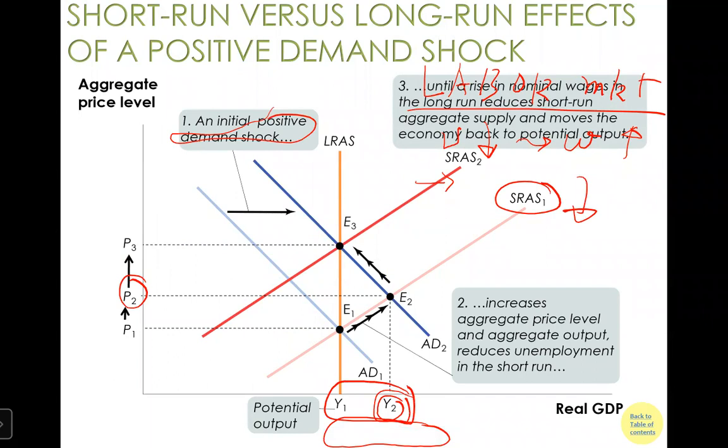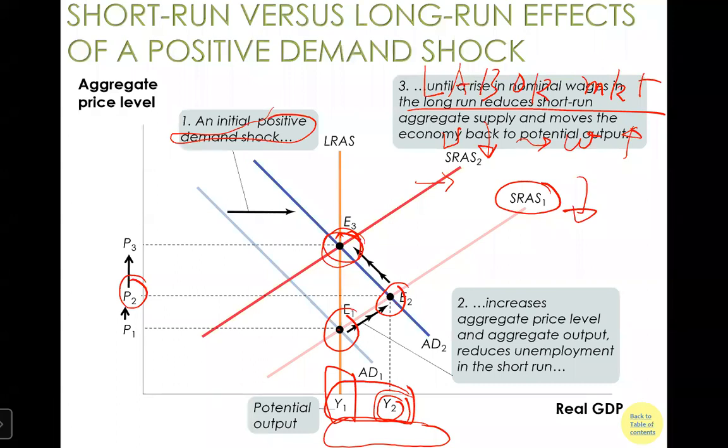Now, you see, we are going to move from E1 to E2, after a positive demand shock. But then the labor market starts to adjust. Because the unemployment rate is low, jobs are plentiful, wage increases, and then the supply is going to adjust. So now we are going to move from E1, E2, E3. And eventually we return to our potential GDP, and then we return to the long run equilibrium. Okay? So that's what happens if there's a positive demand shock.